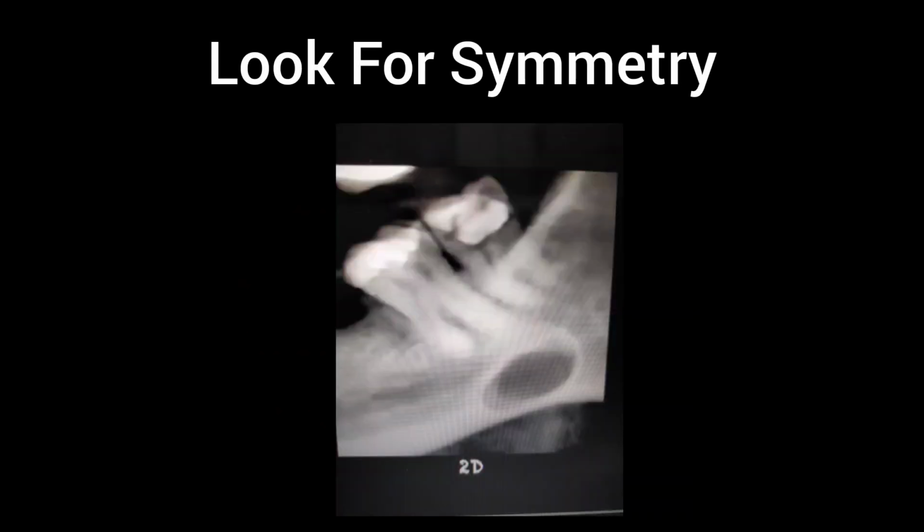Now we have the 2D image of this case. There is a radiolucency in the mandible. It does not look attached to the apices of these molars.